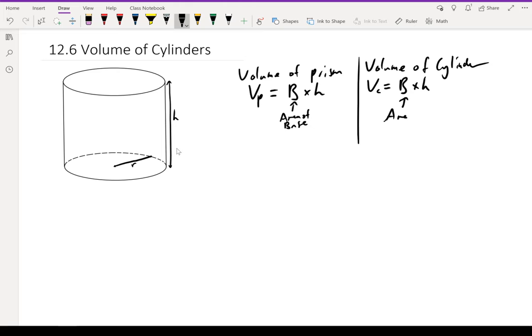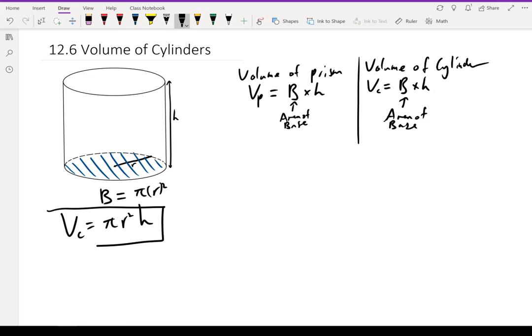That is also area of base. The only thing that is different about a cylinder is that the area of the base, so I'm going to put the base over here for the cylinder. This B over here is equal to pi times r squared, the area of a circle. Because the base of a cylinder is a circle, the base of the cylinder will be pi times r squared, where the square only applies to the r. So that means the volume of the cylinder is equal to pi r squared times h. That is the volume of a cylinder.